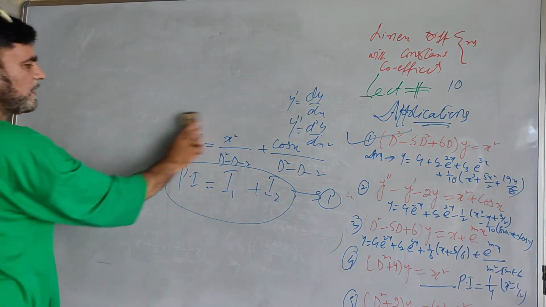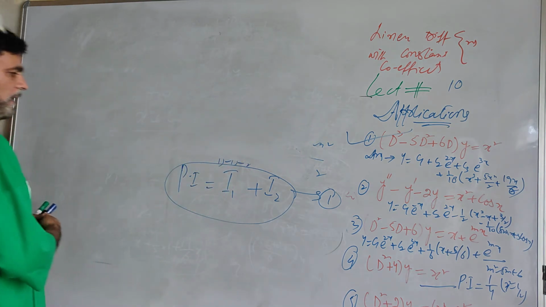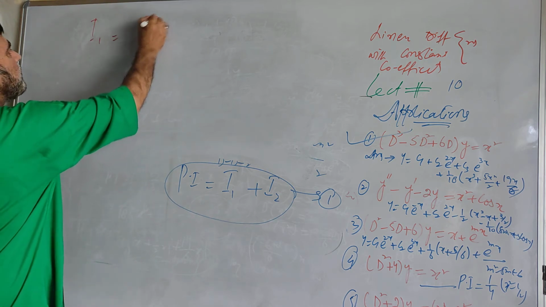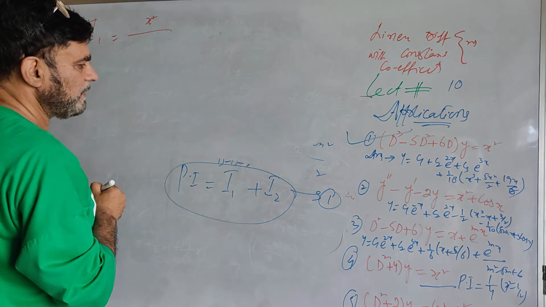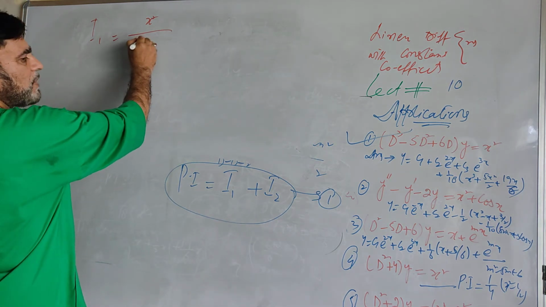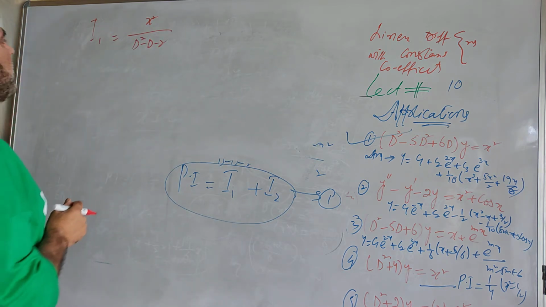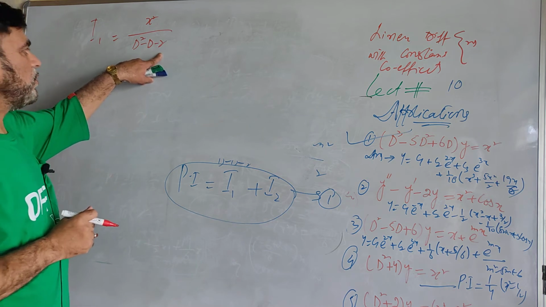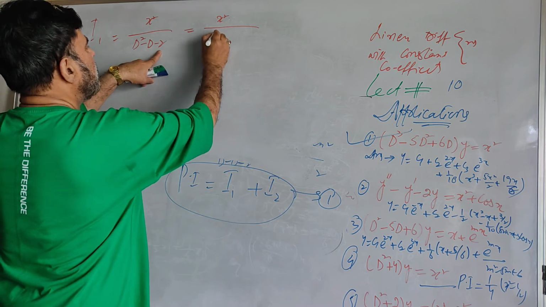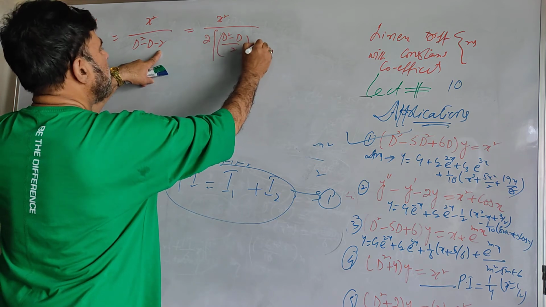One part of the particular integral. Well, my I1 is x square by d square minus d minus 2. Here the lowest degree term is 2. You can take 2 common like this. The constant you take common. It is d square minus d by 2, then minus 1.